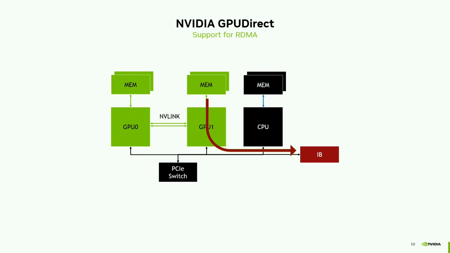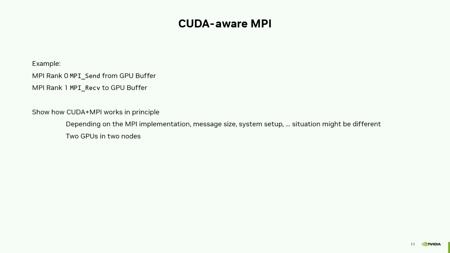potentially harming performance. So let's take a look at a very simple example with CUDA-aware MPI, how this is put into action, so that you can contrast that and better reason about performance. I'm looking at MPI rank 0 doing an MPI send from a GPU buffer, MPI rank 1 doing an MPI receive, matching that send, to a GPU buffer to show how CUDA plus MPI works in principle. This is looking at 2 GPUs in 2 nodes.